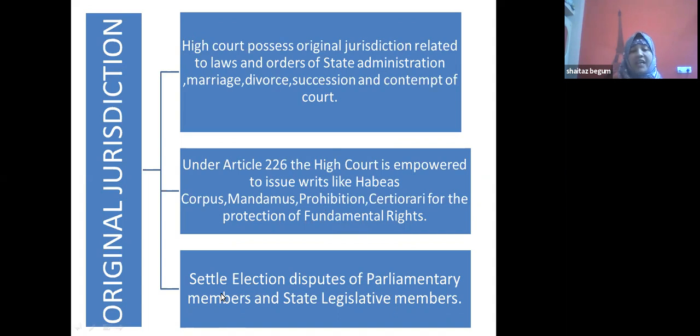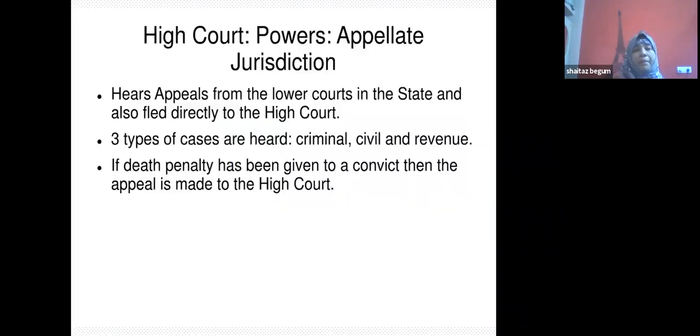The High Court also settles election disputes of parliamentary members and state legislative assembly. Now, appellate jurisdiction. Appellate jurisdiction is about appeals. The High Court hears petitions from the lower courts in the state and also directly which comes to the High Court. An appeal to the High Court can be made upon the decision of district courts if it is a question of law.